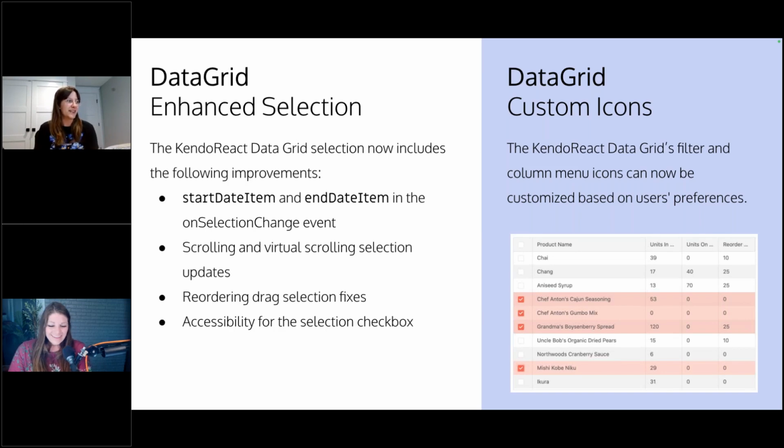It's going to do things like improved accessibility for the selection checkbox, drag selection fixes, virtual scrolling selection updates, and then you can add column menu icons based on your user preferences, how you want to customize just to make this feel as custom and as unique as possible, make it fit as smoothly as possible with the rest of your brand design and your application.